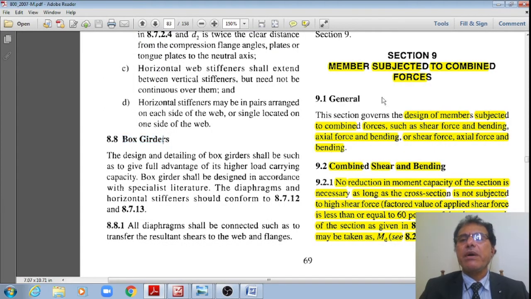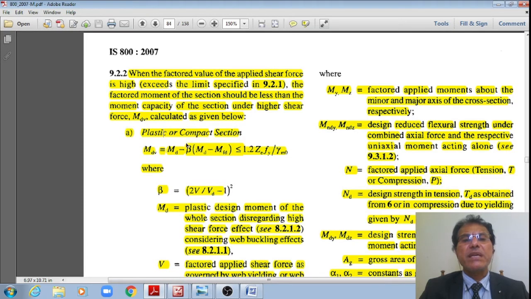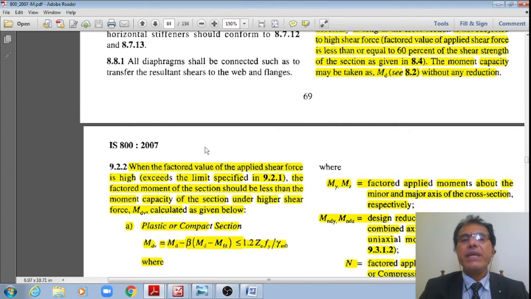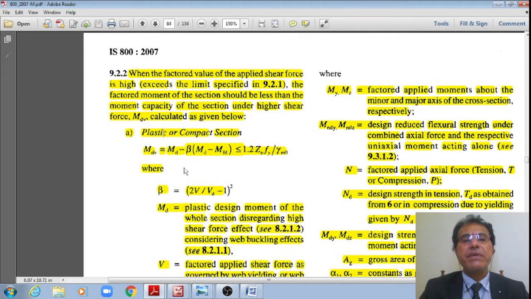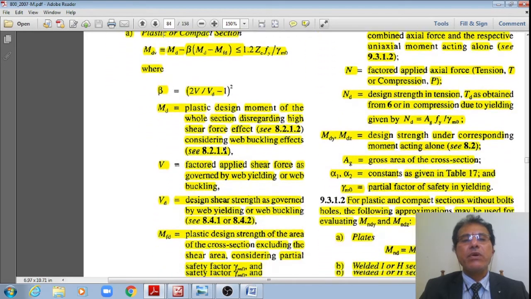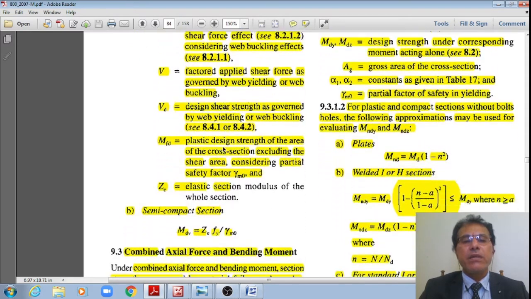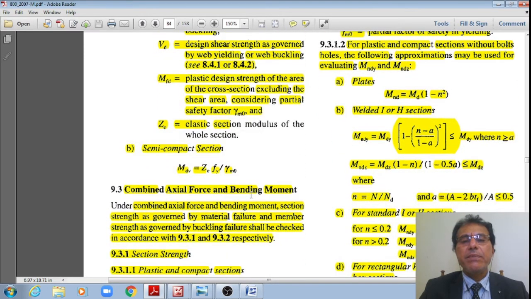But we have already seen this when a member is subjected to combined forces, right? We already saw combined shear and bending. For plastic sections, if V is greater than 0.6 V_d, then M is equal to M_dv. For plastic or compact sections, M_dv is equal to M_d minus β(M_d minus M_fd), which should be less than or equal to 1.2 Z_e f_y divided by γ_m0, where β is equal to (2V/V_d minus 1) whole squared. This we also already saw. For semi-compact sections, M_dv is equal to Z_e f_y divided by γ_m0.